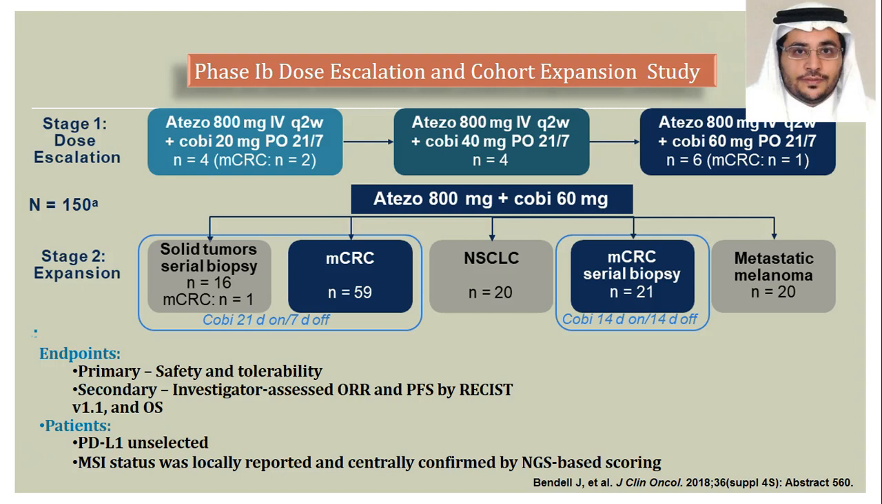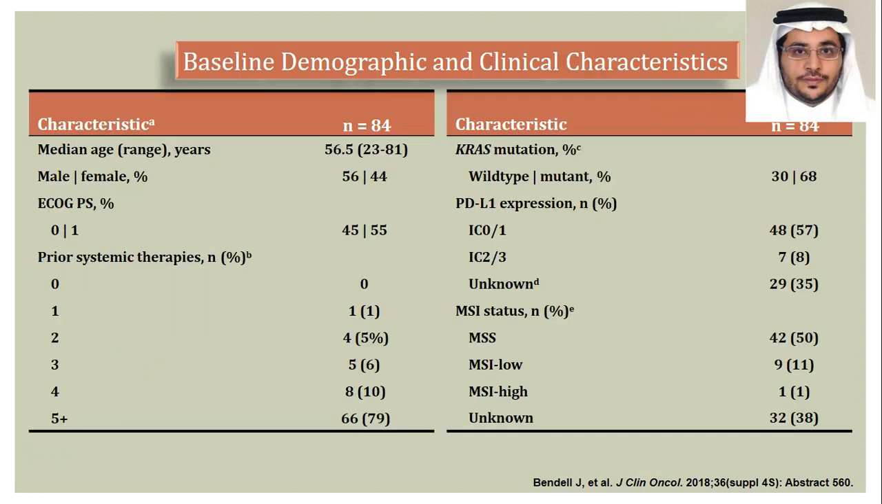Is there any role for that group? Now, when they looked at the trial, it was phase 1B, and after that expansion, they are planning to expand it to a phase 2 trial. Basically, they looked at immunotherapy plus MEK inhibitor, atezolizumab plus cobimetinib, in 84 patients, and looked at the majority of patients.